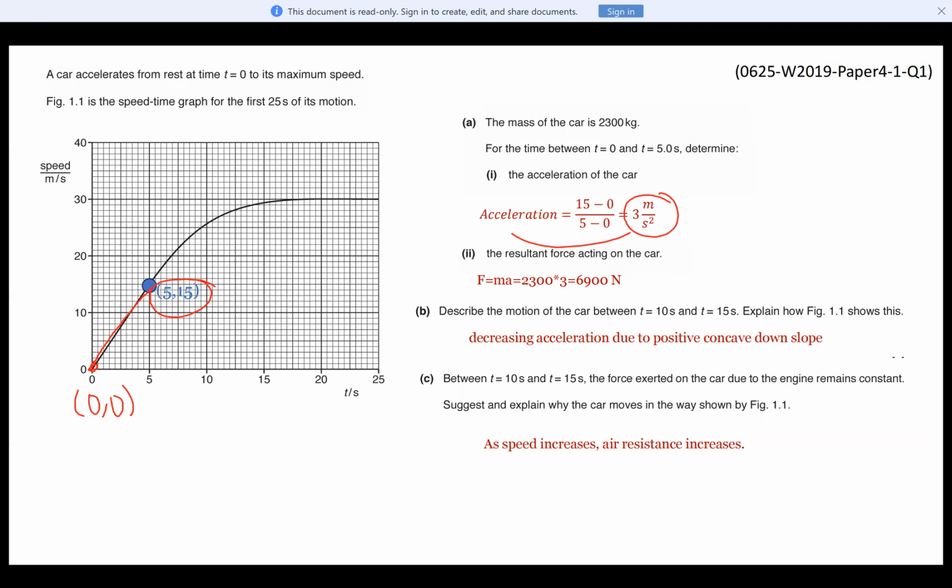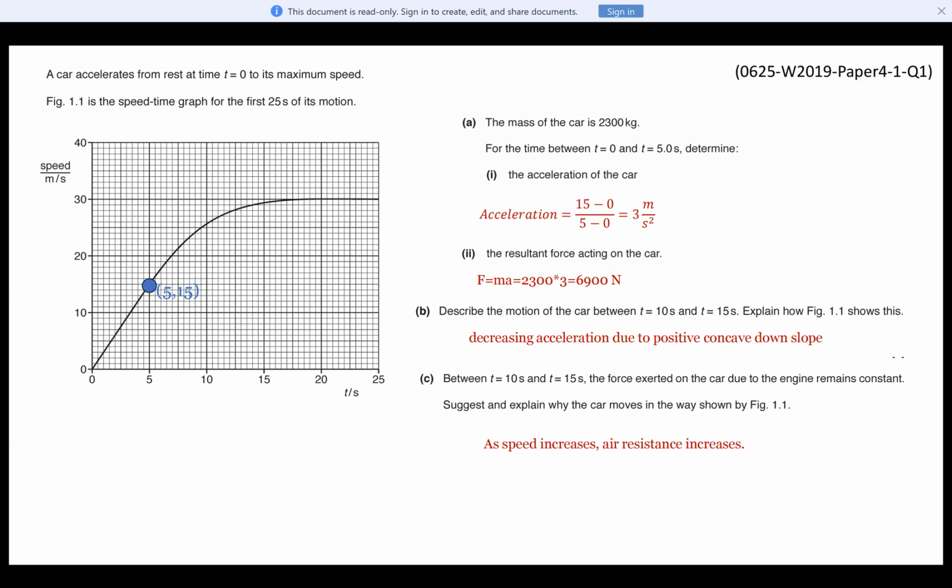Next, we need the resultant force. And we said before that the resultant force is obtained by F equals ma. So you multiply the mass by the acceleration that we got in the previous problem. And this gives us 6,900 newtons. In B, we're required to describe the motion of the car between 10 and 15.